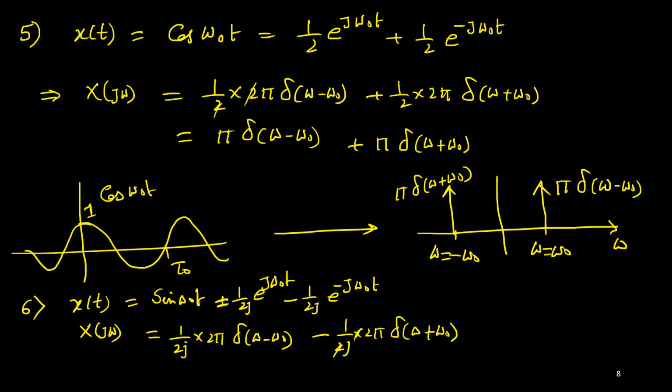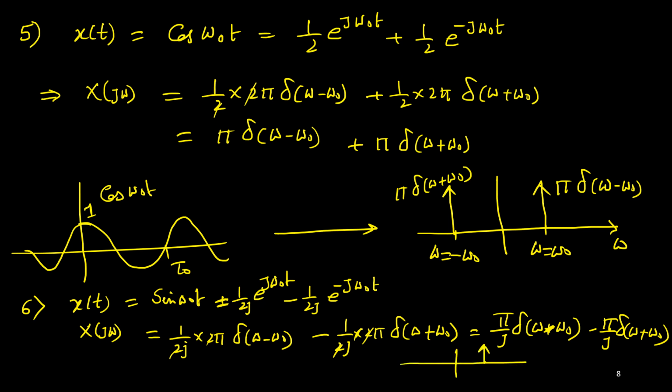So the 2 will cancel out. You are getting pi upon j delta function (omega minus omega naught) minus pi upon j delta(omega plus omega naught). Again you will have two impulses, one here and another one negative, so I can put it on this side. But again it is a single frequency at omega equal to omega naught, and the corresponding negative frequency is at minus omega naught.